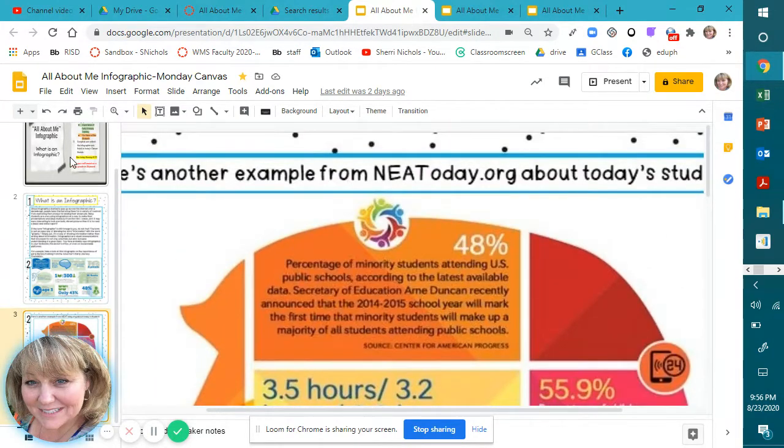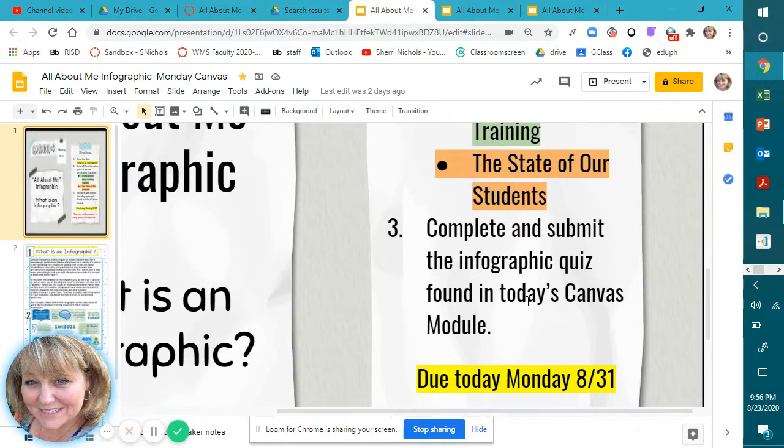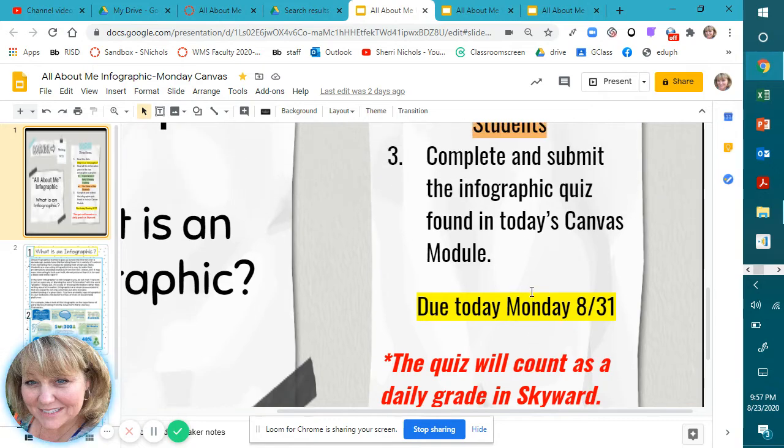So we have this infographic, and your job is to read it. Let's go back to the instructions, and then complete and submit. So you're going to pay attention to it because you will have a quiz that's found after this assignment in today's Canvas module. The quiz will count as a daily grade in Skyward, so please read this carefully.